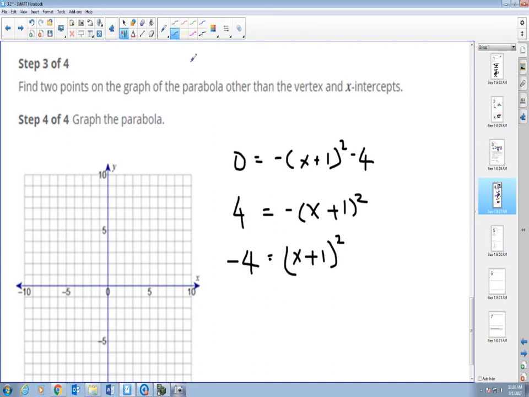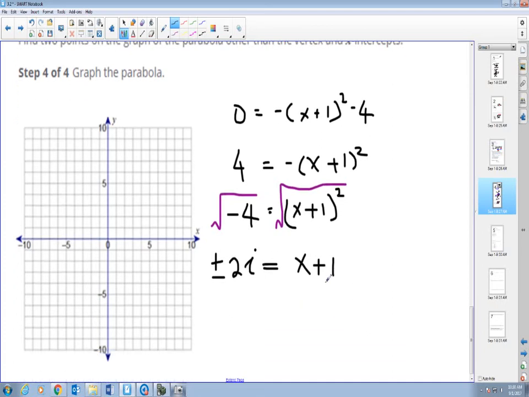Now when I take a square root on both sides, I should get simply x plus 1, the square and square root canceled out, equal to positive and negative square root of -4. Square root of 4 is 2, square root of -1 is an i. Alright, move my x over. So my x is equal to -1 plus or minus 2i.